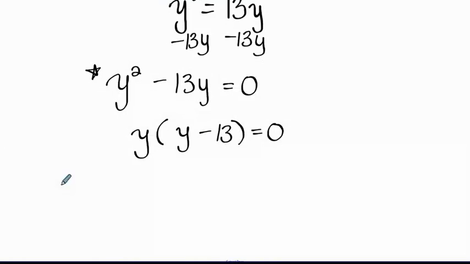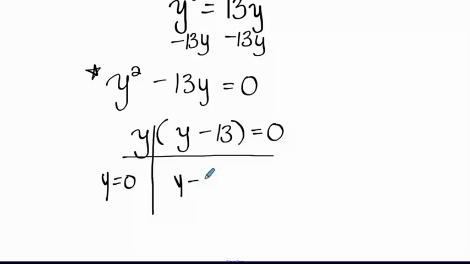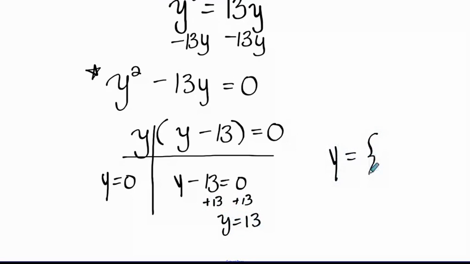And then from here, we'll go ahead and do our T-chart, and we'll set each factor equal to 0. So we'll have y equals 0, and y minus 13 equals 0. And when we solve on the right-hand side here, we'll get a value of 13. So in this example, we have two solutions. We have 0 and 13. And you can go ahead and plug it in to do your check.